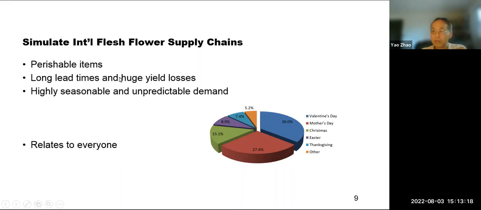Okay, now it's also fresh flowers, right? It relates to everybody, so it's easy for me to talk about this. People can relate to their experience, right? It's close to everybody, and also the competition is very intensive, right? During Valentine's Day, even the gas stations, right, are selling flowers.